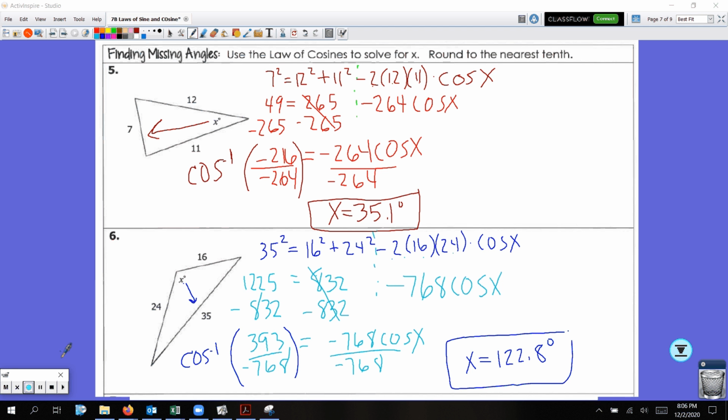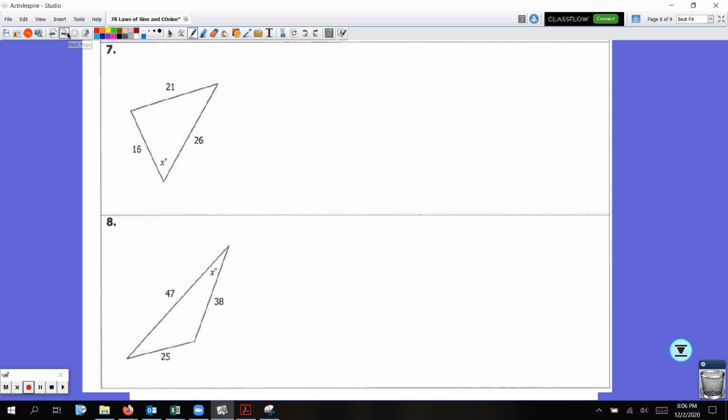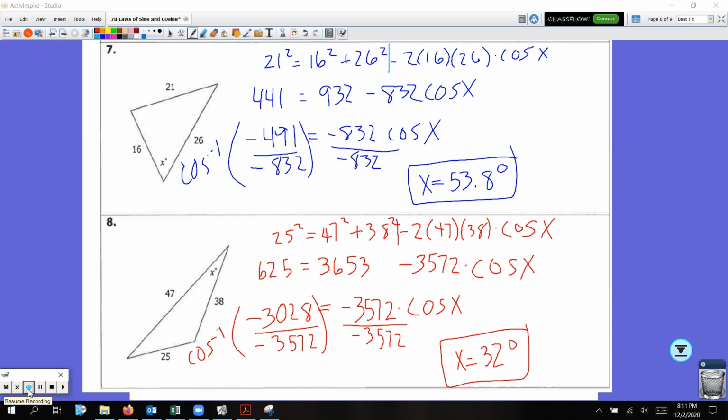All right, so I'm going to let you practice using the laws of cosine to find the missing angle on these two problems, and then you will be free. So please pause the video, copy them down, try to solve them, see if you know what you're doing. And if you don't, you better ask me some questions because that's the only way I'm going to be able to help you. All right, pause that video.